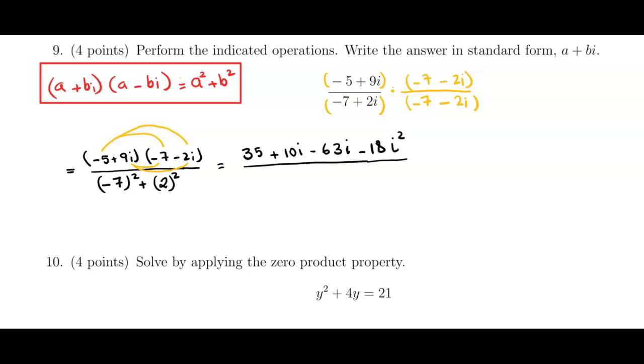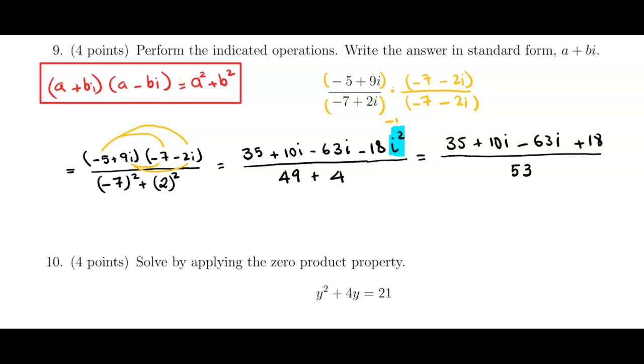So on the bottom, what we have is minus 7 squared, which is 49, and 2 squared, which is 4. All right. So keep in mind, please, that i squared is minus 1. So minus 1 times minus 18 is going to give you plus 18. That's what you need to pay attention to. So this is going to be 35 plus 10i minus 63i plus 18. On the bottom, you're going to have 53. Now what is left is to combine the like terms.